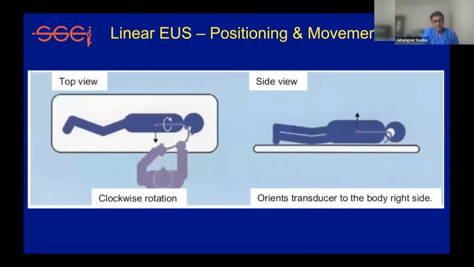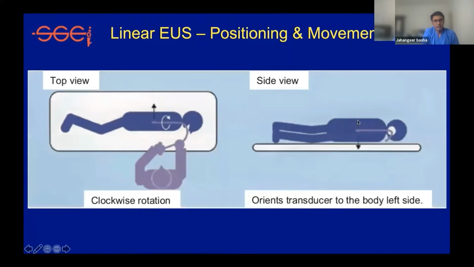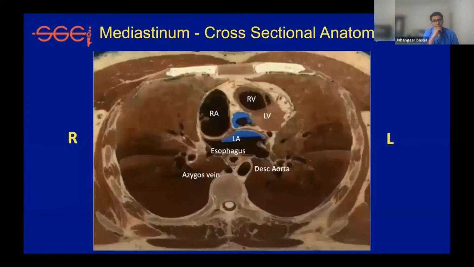So when a linear scope is positioned longitudinally in the patient and the transducer is facing anteriorly, a clockwise rotation moves the scope in the same direction, that means towards the right side of the body. If the scope transducer is facing posteriorly, a similar clockwise rotation will actually move the scope towards the left side of the body, that is the opposite movement. So let me explain this better in this cross section.